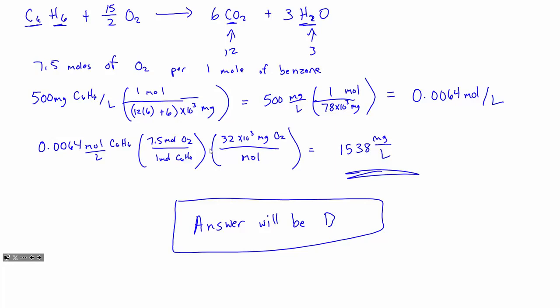All right. Any questions on that? So you'll probably have something where you'll have to balance a reaction and then use the stoichiometry of that balanced reaction to determine concentrations. So this would fall under that general water quality problem section of environmental engineering.